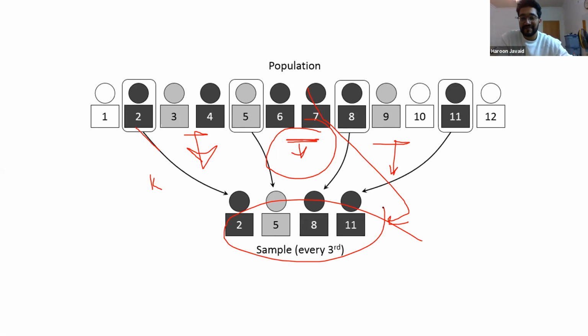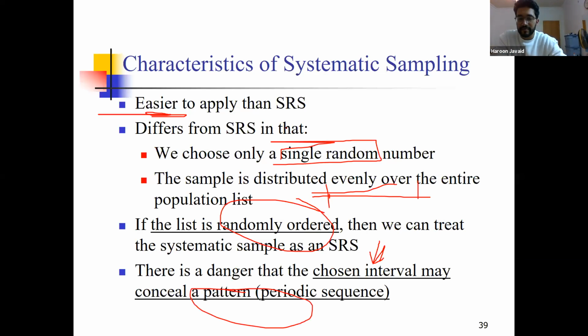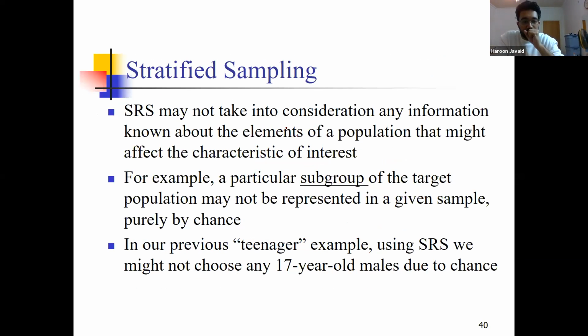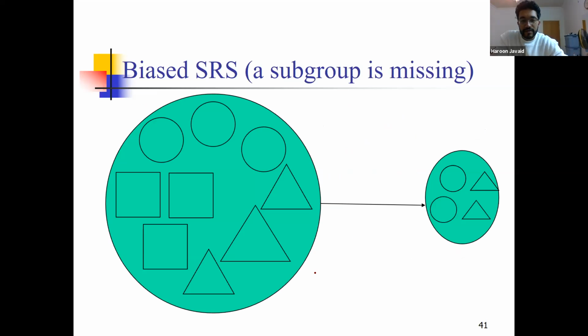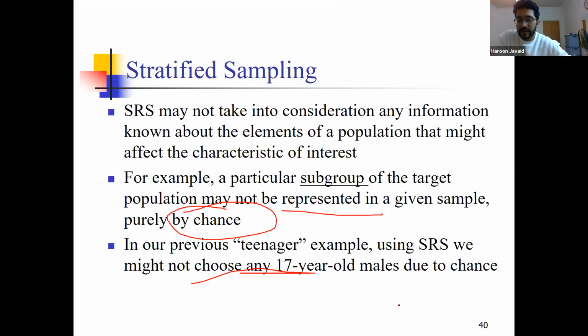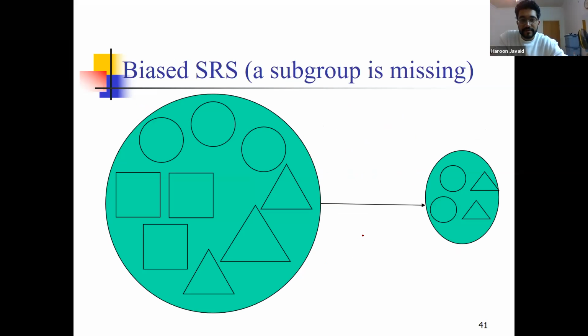Okay, so basically, if your k value is larger than the pockets of people who have a special trend somewhere, then you may have this chance of bias, okay? For example, a particular subgroup of the target population may not be represented in a given sample purely by chance, okay? So we might not choose any of the 17 due to chance, okay, same thing.